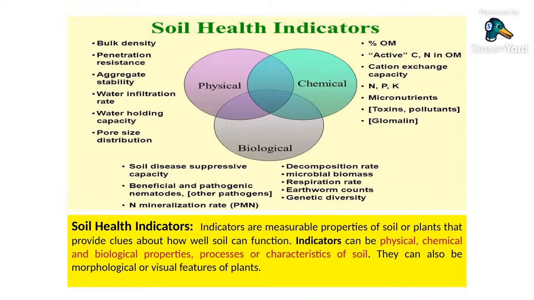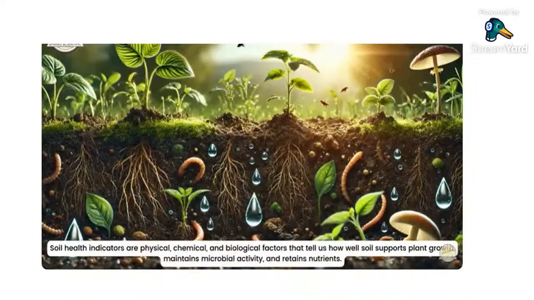In chemical indicators, we can say organic matter, which is very important, the active carbon and nitrogen, cation exchange capacity, nitrogen, phosphorus, potassium, and all micronutrients and macronutrients, whether they are present or not. In biological indicators, decomposition rate, microbial biomass of nitrogen, microbial biomass of carbon, and respiration rate. So all these indicators are good for the assessment of soil health. These physical and chemical properties support the microbial activity.